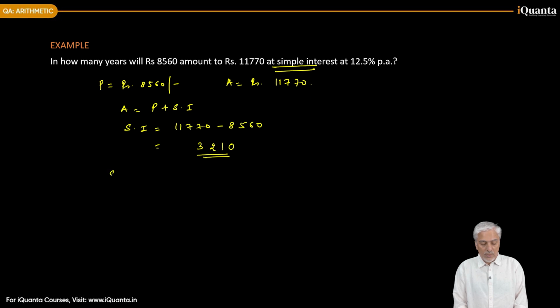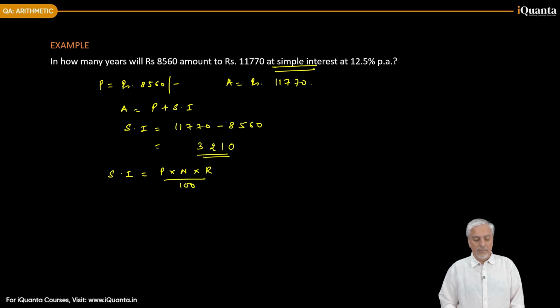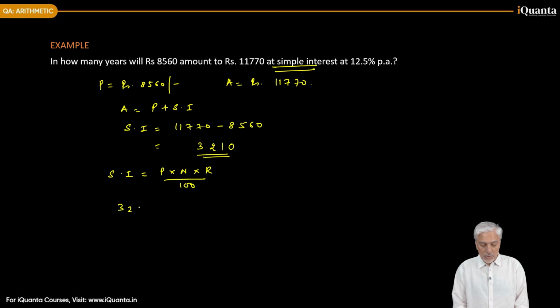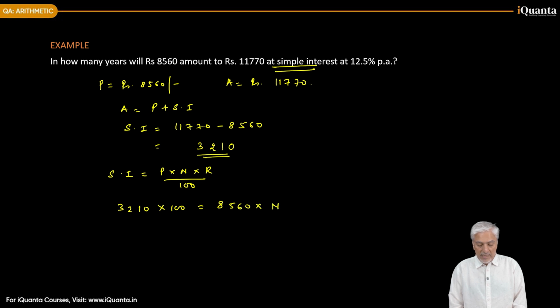Simple interest is equal to P multiplied by N multiplied by R upon 100. We know simple interest is 3210. This multiplied by 100 is equal to P, which I know is 8560, into N, which I don't know, and the rate I know is 12.5%. Okay. Now, let's see this calculation. 12.5, if I remove this decimal, I'll get a 10 over here, so 0 cuts out.